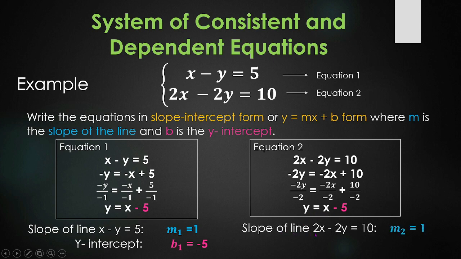So, the slope of the line 2x minus 2y equals 10 is just the same as the slope of the line x minus y equals 5. And what is the value of the slope? That is 1. What about the y-intercept? The answer is negative 5. So comparing the slopes and the y-intercepts of the two lines of this system, we can say that they are both equal. Therefore, this given system is a system of consistent and dependent equations. They have equal slopes and equal y-intercepts. Now let us illustrate the system using its graph.